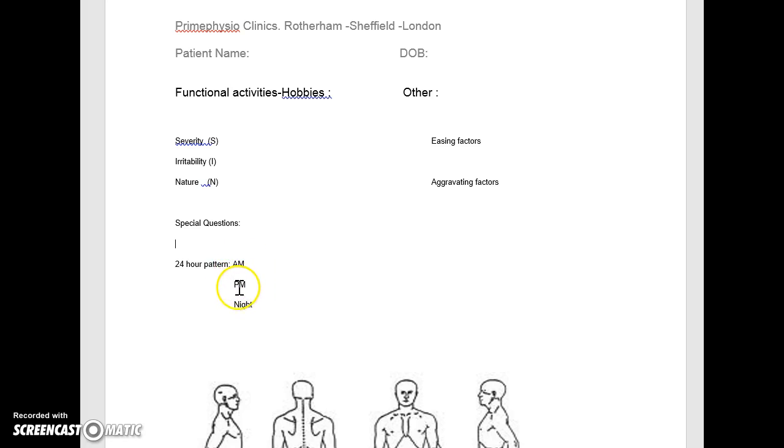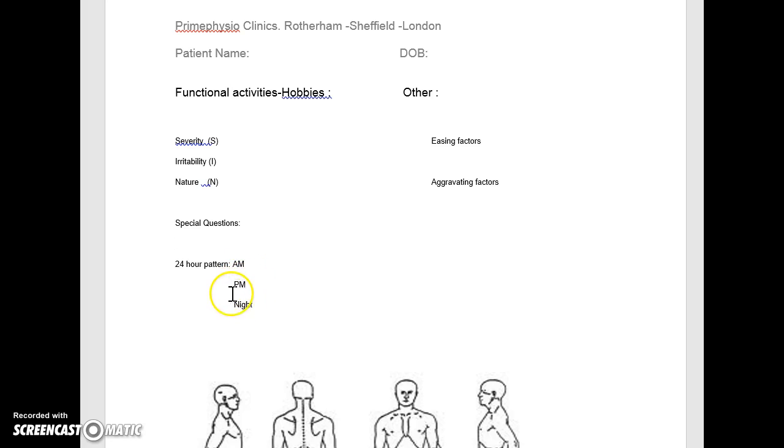24-hour pattern, which is asking the patient about how the symptoms look in the morning, afternoon, and evening, and at night. So if the patient's symptoms are more in the morning, but decrease as the day progresses, this might indicate pain of mechanical origin. This also might indicate pain with arthrogenic background, because again, when you start moving, this means there is more lubrication of the joint and tissues around, and the symptoms will get less.